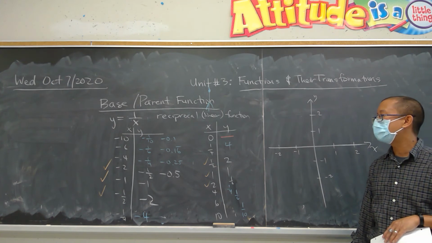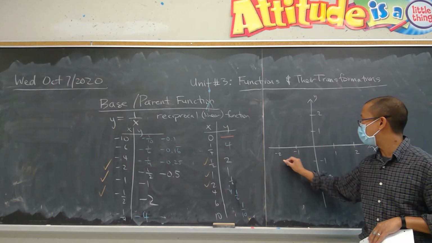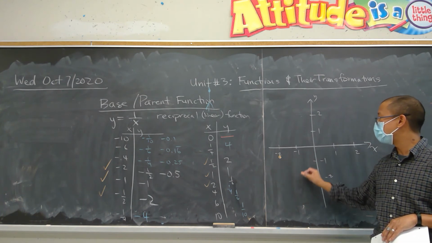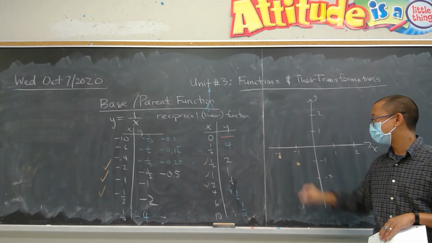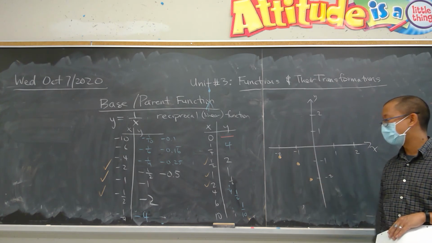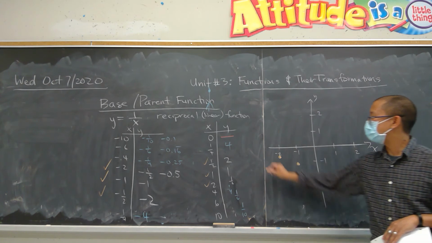The negative 2 and the negative half, right about there. And the negative 1 is right about there. And the negative half and negative 2 is right about here. This is going to look something like this.